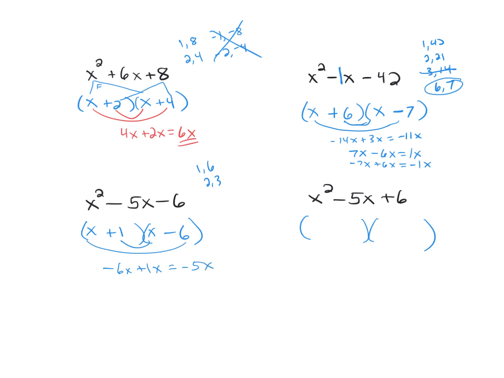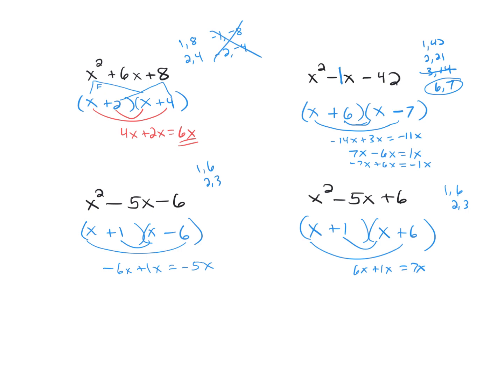Okay, over here, it's an x and an x again. It's still a 1 and a 6 and a 2 and a 3, but for this one, it's a positive 6. So these are either both negative or both positive. So if I try plus 1 plus 6, my O is 6x, my I is 1x. That doesn't work because that's 7x.